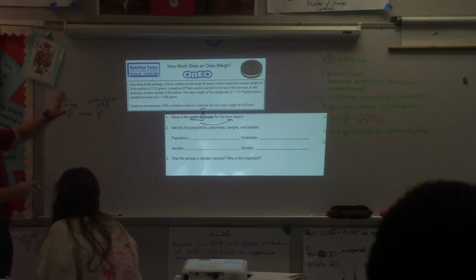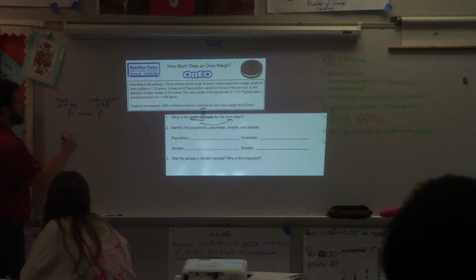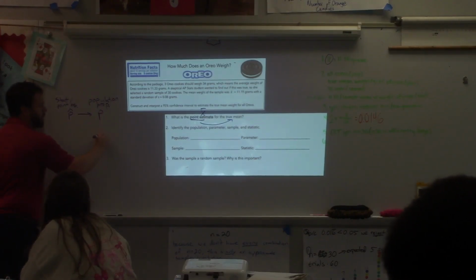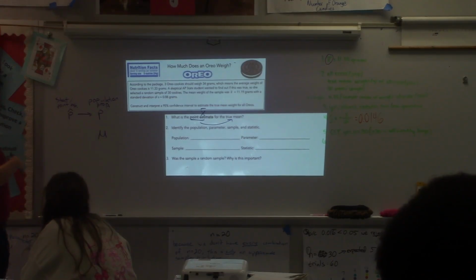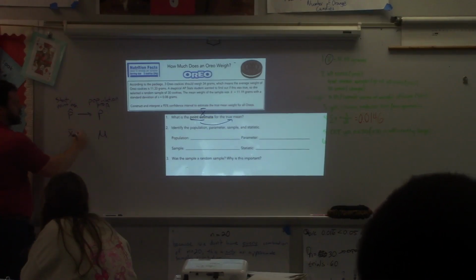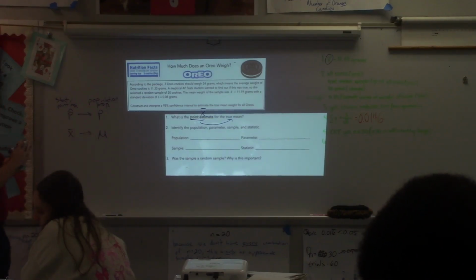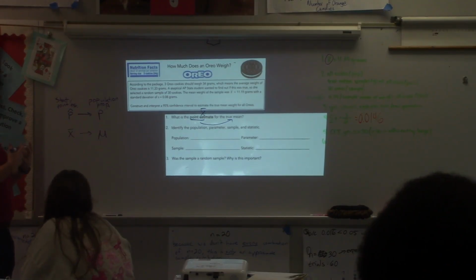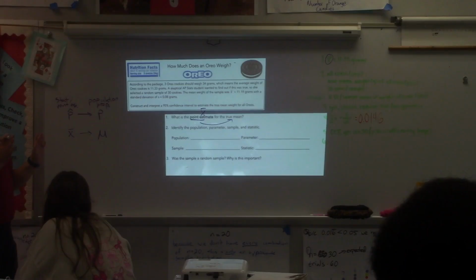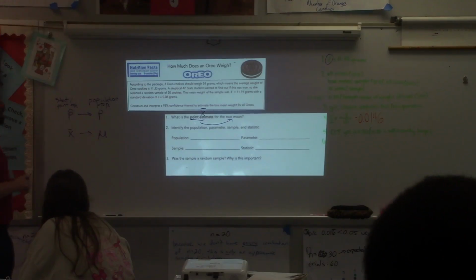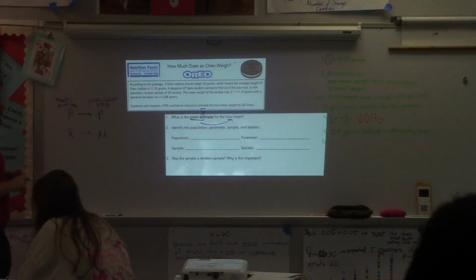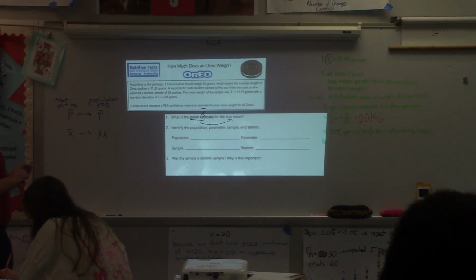Now, we're not looking at a population proportion, we're looking at a population mean, which is mu. What are we going to use to estimate mu, the true mean? X bar. And so, I will point out, when it just says what is the point estimate for the true mean, they're just asking for X bar. They're not asking for the statistic yet, they're just asking, hey, what estimates mu? X bar estimates mu. That's what they're asking at number 1.